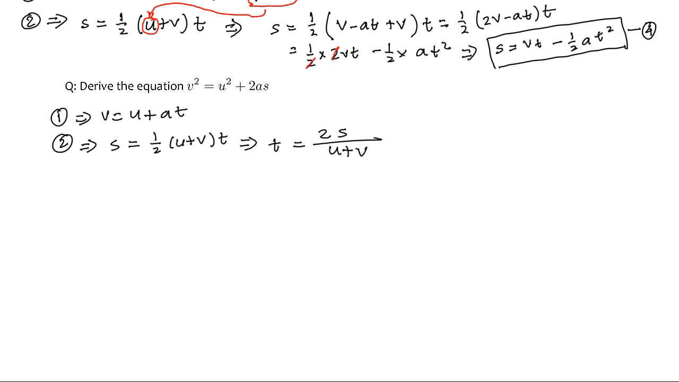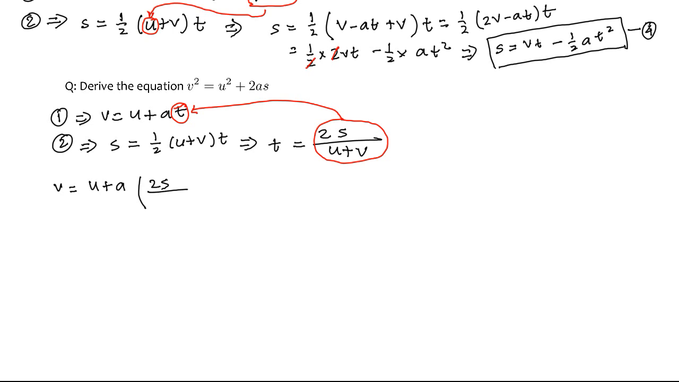So I have t is equal to 2s divided by u plus v. So I'm just putting that into the first equation instead of t. What happens when I do that? I get v is equal to u plus a, instead of t I'm having, remember, 2s divided by u plus v. So I can now write it as: u plus 2as divided by u plus v.